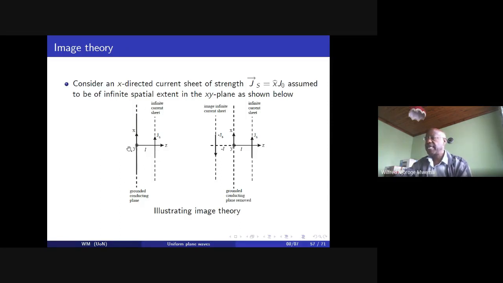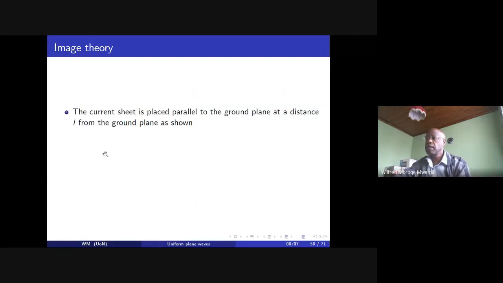And what we are saying is that we can replace the ground plane, we remove it, and we put in a current source that is in the opposite direction to Js, okay? So that the E field generated at z equal to 0 is equal to 0, so to speak. So the current sheet will be placed parallel to the ground plane at a distance L from the ground plane as shown in that figure.